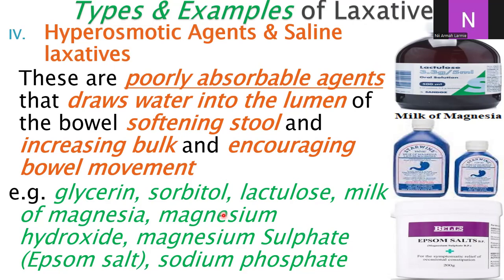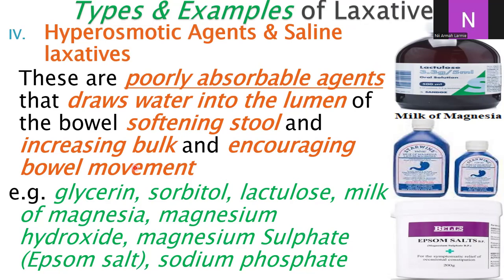Now, sometimes the agent used contains some form of sodium. If the agent has some form of sodium, for example, sodium phosphate, we would describe that as a saline laxative. So a saline laxative is basically a hyperosmotic agent which contains a sodium base. And so it's basically the same. It's a hyperosmotic agent. When it is sodium based, then we will call it a saline laxative.